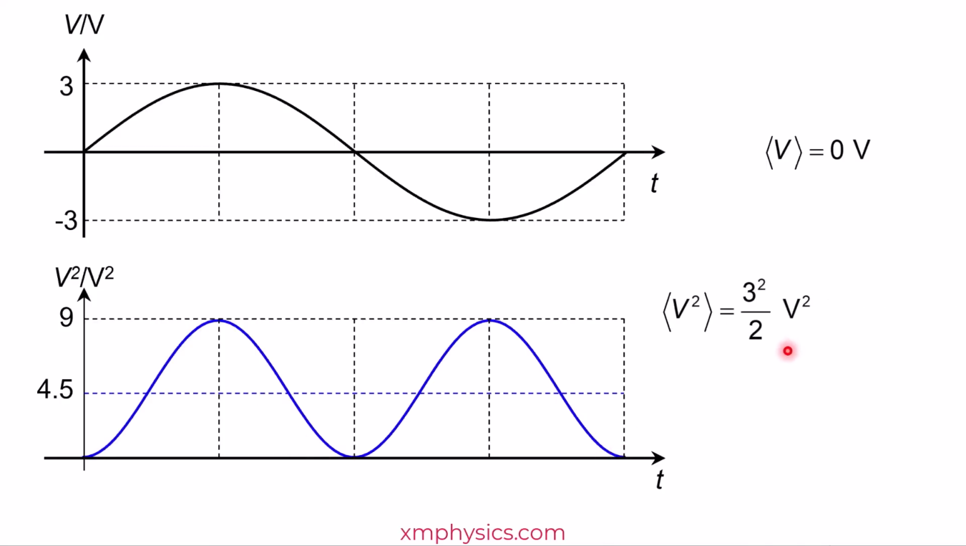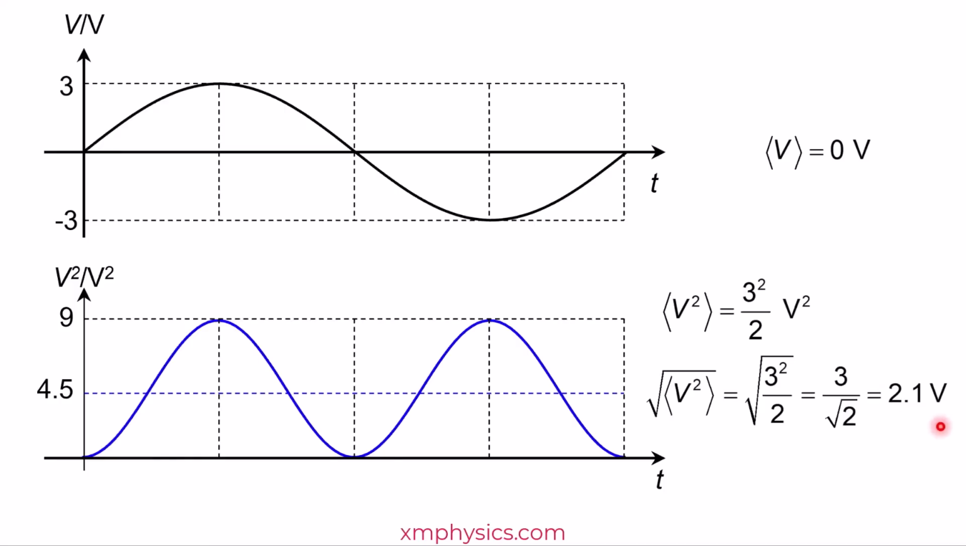So let me write it down here. The mean square voltage. Remember, we square the voltage before we average it. So the mean square voltage is 4.5 V square. From the mean square value, how do we get the root mean square value? We take the square root of it. So it turns out the root mean square voltage is 2.1 volts. So a sinusoidal voltage with peak voltage of 3 volts has a root mean square voltage of 2.1 volts.